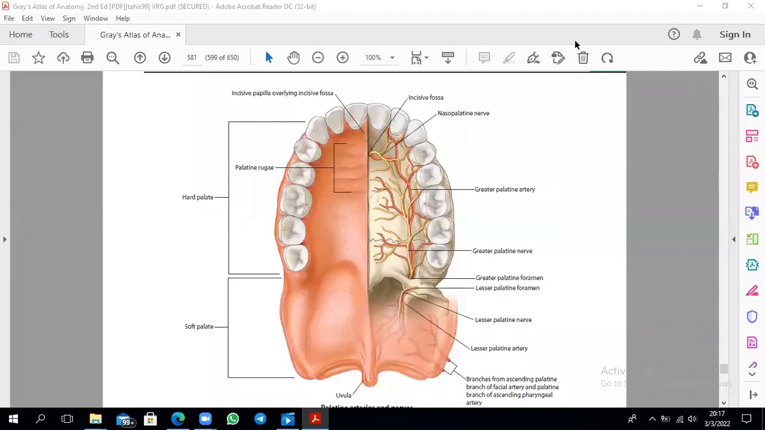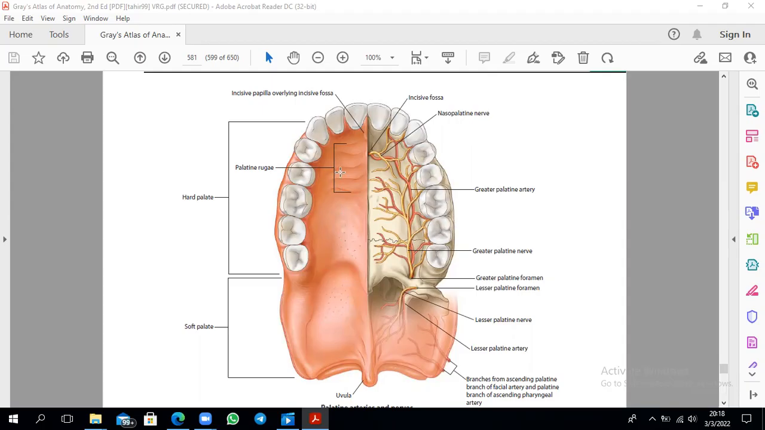Hello and welcome to this tutorial on the palate, which I've decided to separate from the tutorial on the oral cavity. The term palate simply refers to the roof of the mouth, and it partitions the oral cavity from the nasal cavity. It's divided into a hard palate and a soft palate. The hard palate forms the anterior 4/5, whereas the soft palate forms the posterior 1/5. Beginning with the hard palate.